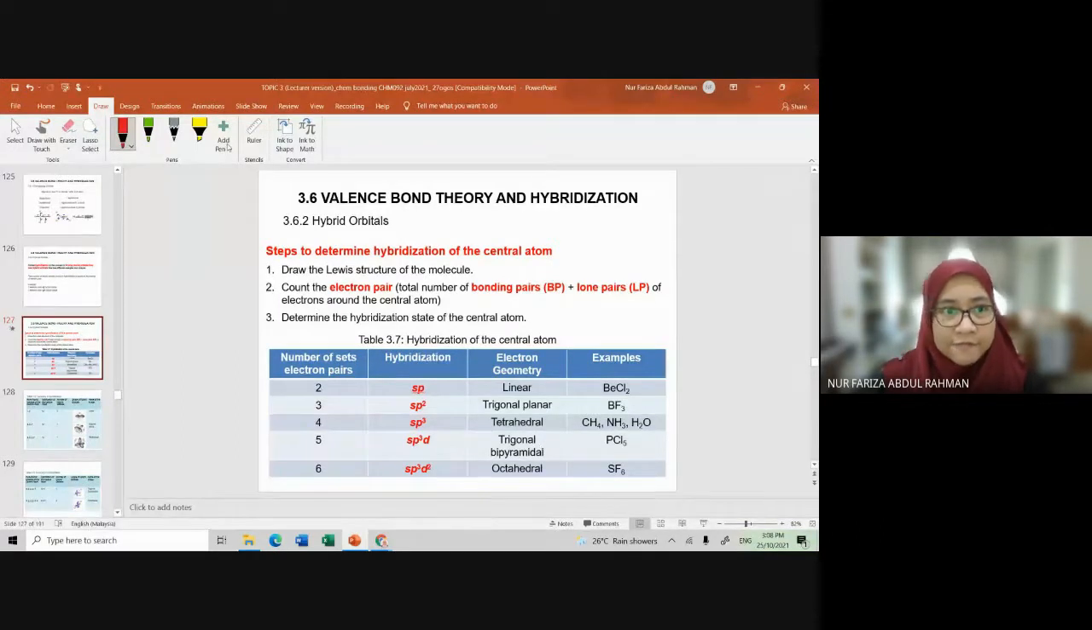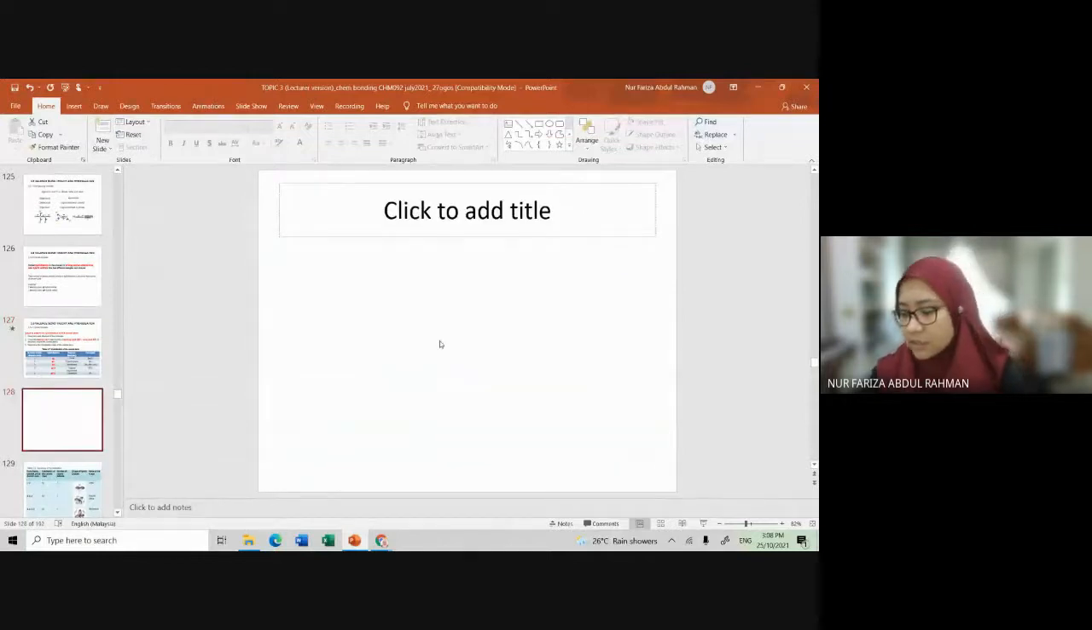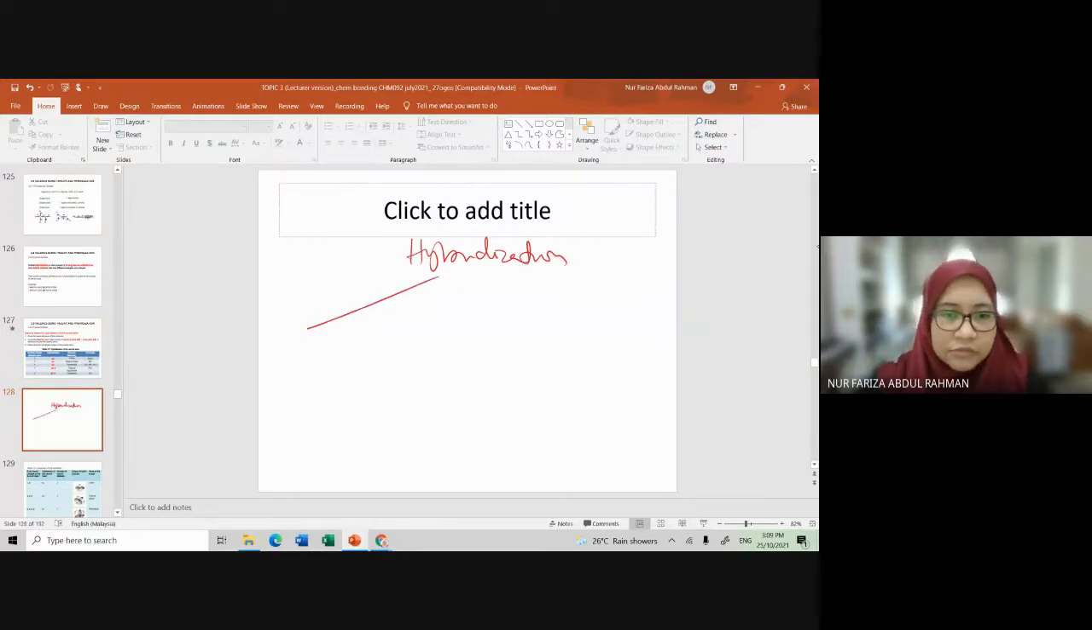I have rearranged the slides into a few categories, a few groups. So we have hybridization, and I have divided it into 3 categories.